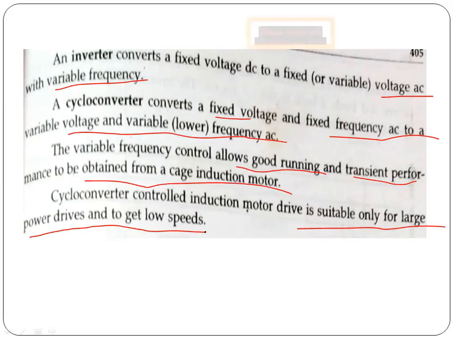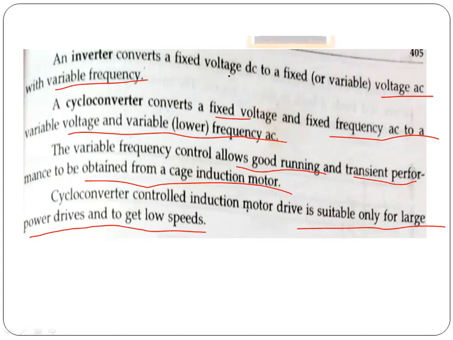Cycloconverter control induction motor drive is suitable only for large power drives and to get low speeds. So definitely this is the most important method of speed control of three-phase induction motor. And we can understand that by using this method, a wide range of speed control is possible. Very low speed to higher speed of three-phase induction motor can be varied by using this variable voltage and variable frequency method.